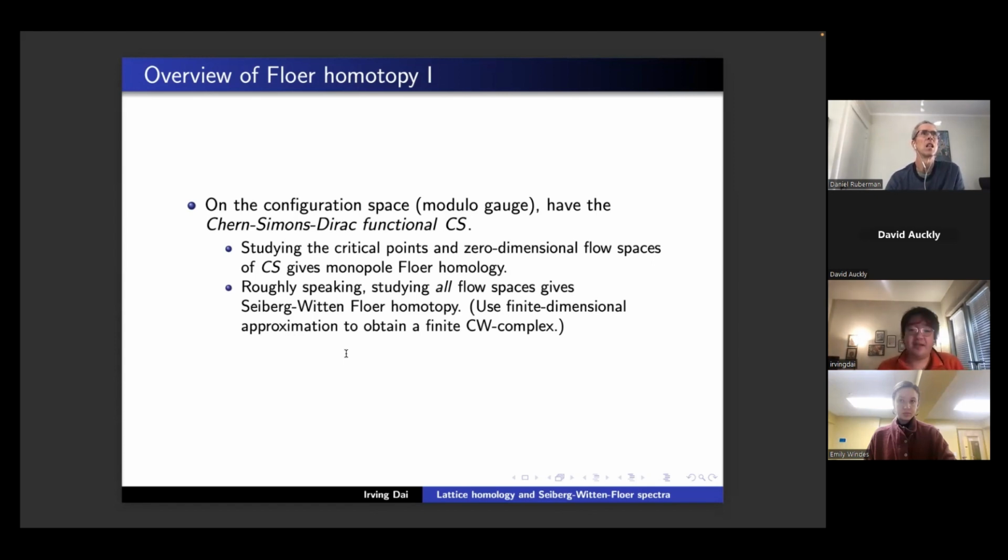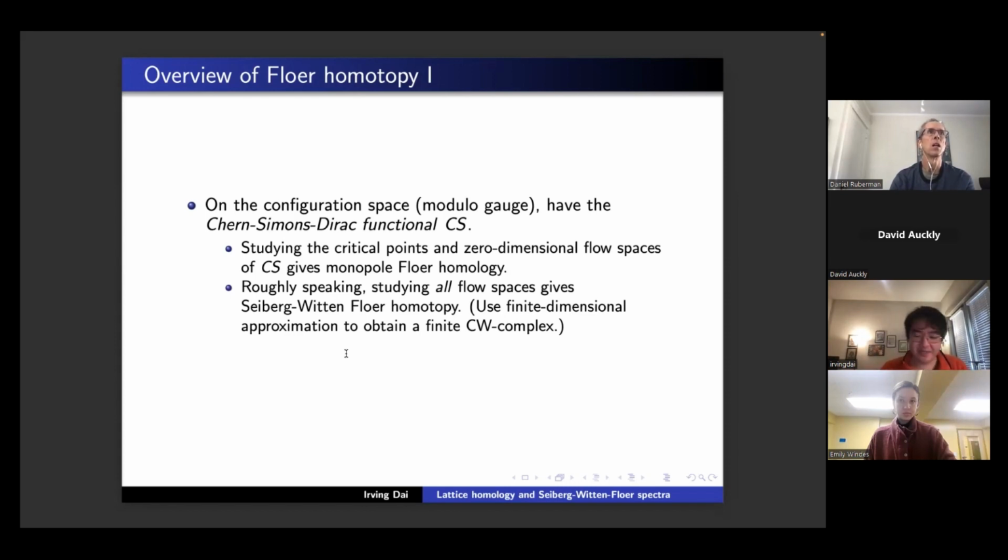Very roughly speaking, to obtain Seiberg-Witten-Floer homotopy, one has to look at all flow spaces between critical points of the Chern-Simons-Dirac functional. So these are higher-dimensional moduli spaces of flows. And the point is that if you do some sort of finite-dimensional approximation, I'm glossing over a lot of detail, all of these higher-dimensional spaces of flows fit together to give some CW complex. And the homotopy type of this CW complex is the invariant, the Seiberg-Witten-Floer homotopy type.